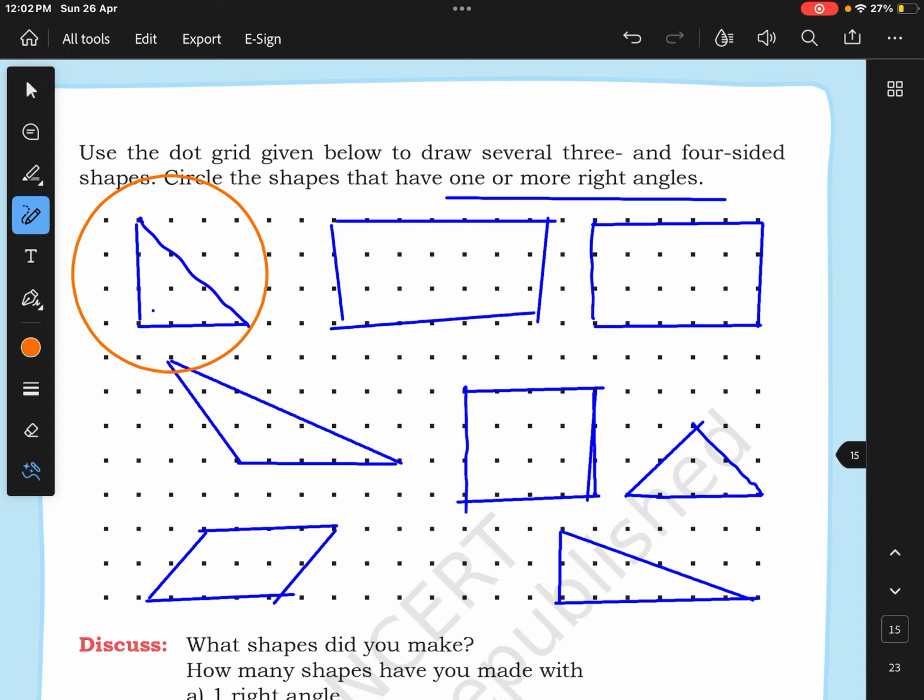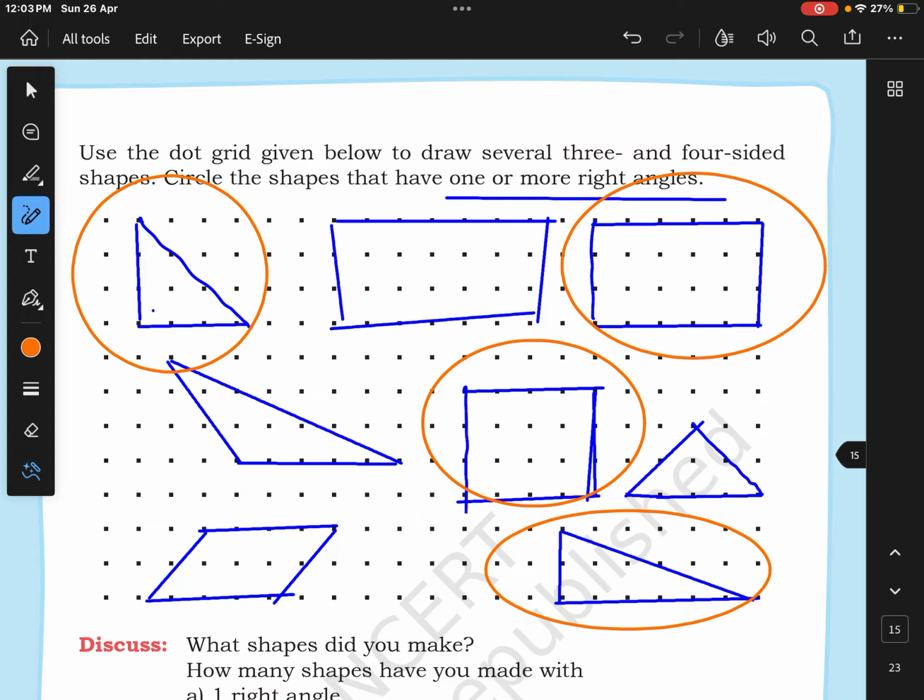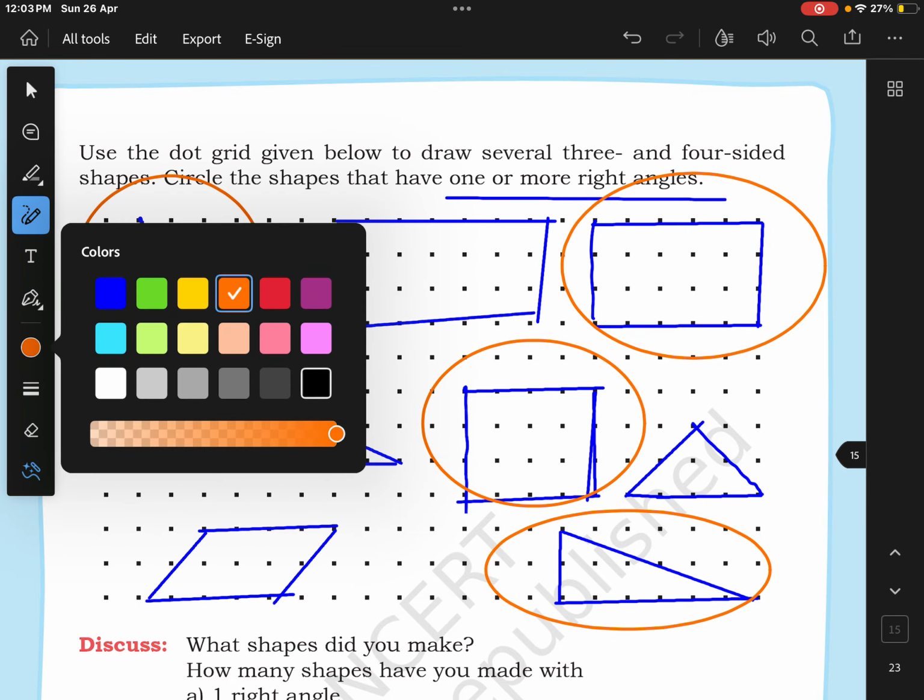Here, this is a rectangle. We have four right angles. So we will circle it. And also this square. This triangle does not have any right angle, so we'll not circle it. This is a square. All four are right angles. We will circle it. Here in this parallelogram, there is no right angle. But in this triangle, there is a right angle. So we will circle this. Okay, so this task is done.